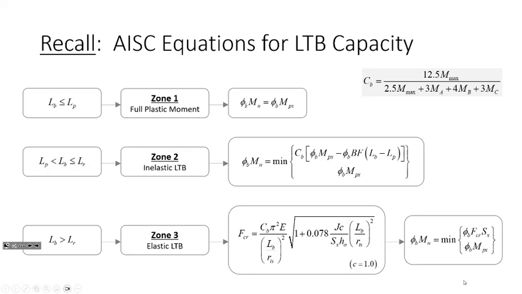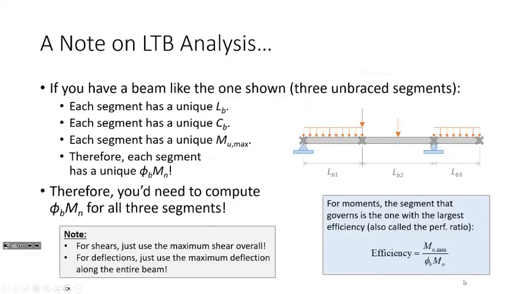So basically the idea is you take your unbraced length and compare it against the 2 anchor points, LP and LR. Dependent upon what zone you're in, zone 1 is if it's less than LP, zone 2 is if you're between LP and LR, and zone 3 is if you're greater than LR, we can compute the capacity directly. Most of these terms are going to come from table 3.2 or table 1.1. Table 3.2 is the ZX charts, and table 1.1 is where all the properties are.